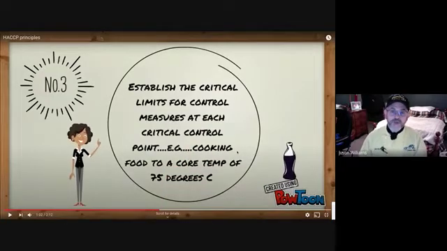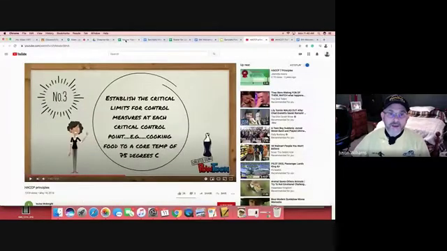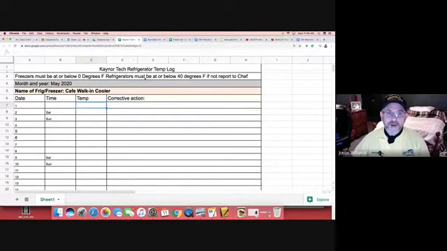Okay, so establish critical limits for control, measure each critical control point. So this one gives the example of cooking food. You have to cook chicken to a minimum internal temperature of 165. So it's important that you set the critical limits. I'm going to give you an example of a temperature log. This is a temperature log that goes on the refrigerators at school. So right on the log, it says freezers must be below 0 degrees Fahrenheit. Refrigerators must be below 40 degrees Fahrenheit. If not, report to chef.